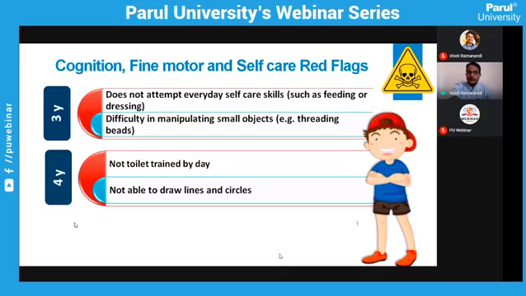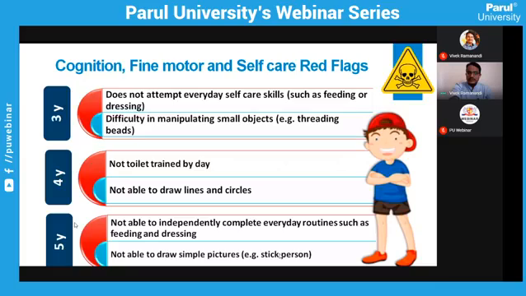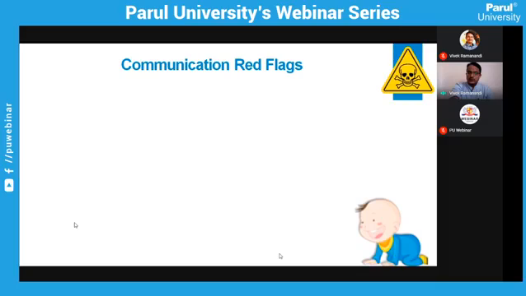At 4 years, daytime toilet training is not there and the child is not able to draw lines and circle. At 5 years, the child is not able to independently complete every routine such as feeding and dressing and is still not able to draw simple pictures such as a stick diagram of a person. So these are the cognition, fine motor and self-care related red flags. Now we'll look into the communication red flags.